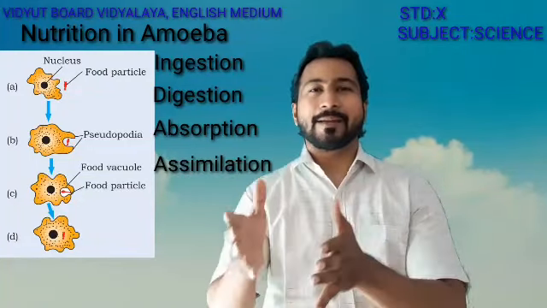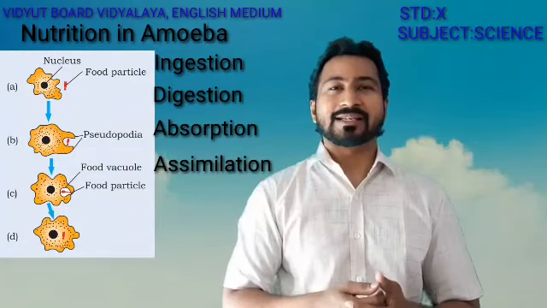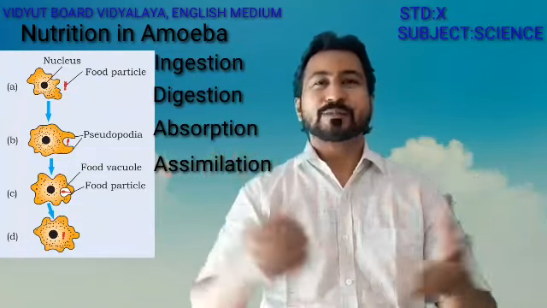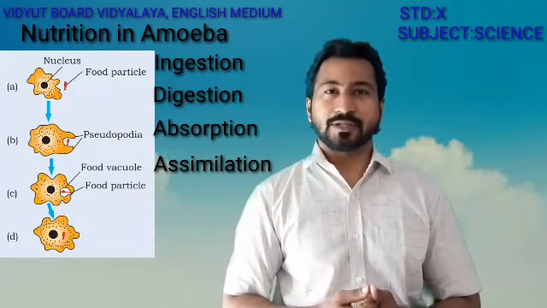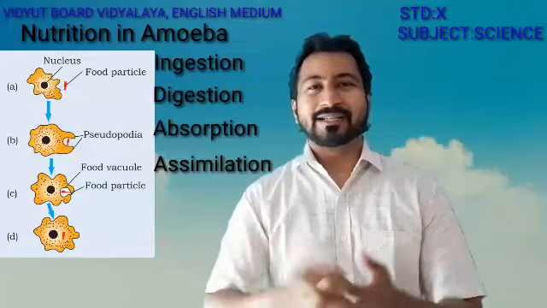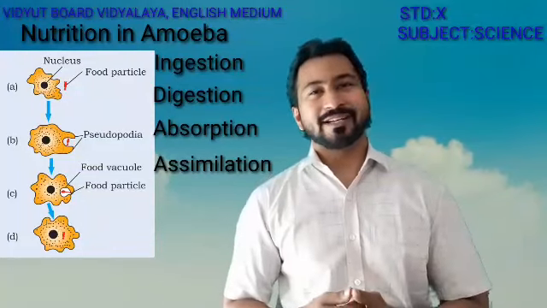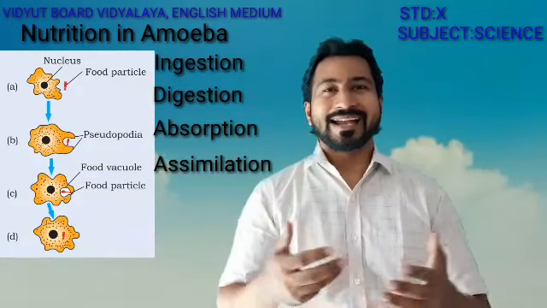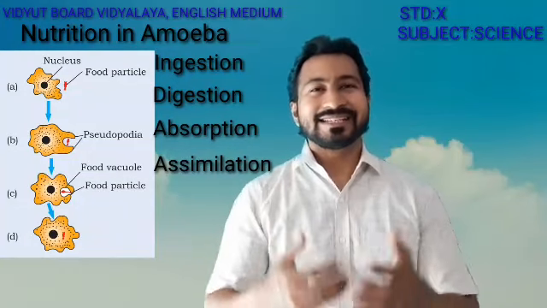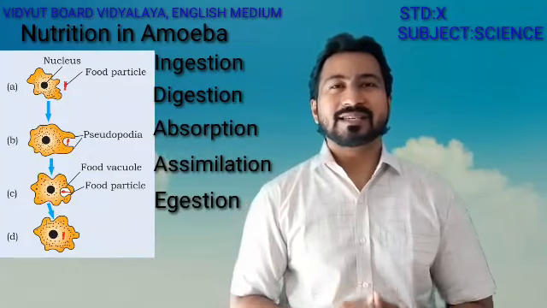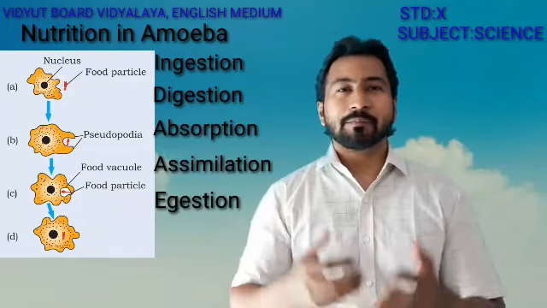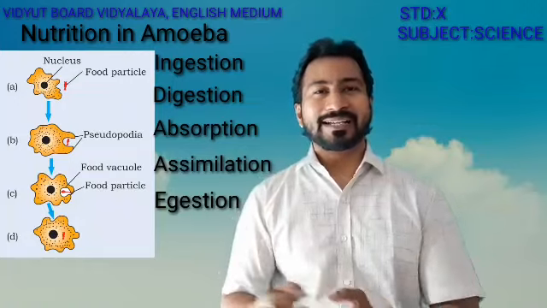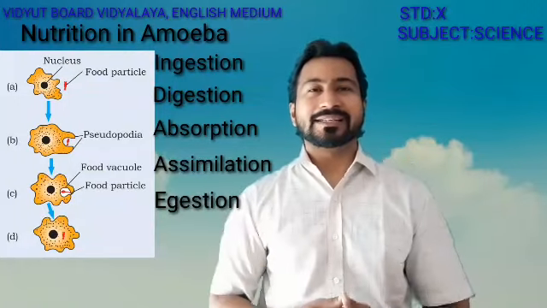So assimilation and absorption occur simultaneously, where the food particles are spread out and then they are used for various purposes, for the purpose of energy and for the purpose of respiration also. And last but not the least, the egestion. Egestion means the removal of the waste materials. So the membrane of amoeba ultimately bursts and the waste materials are released outside the body.